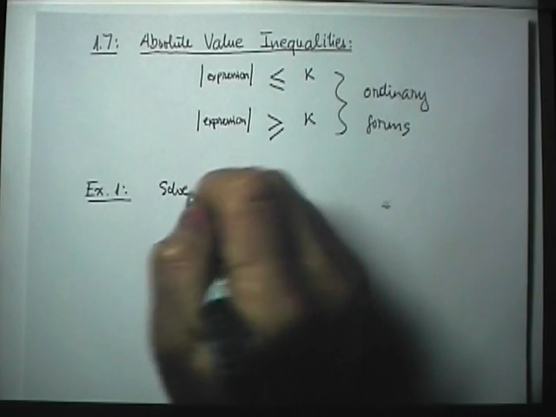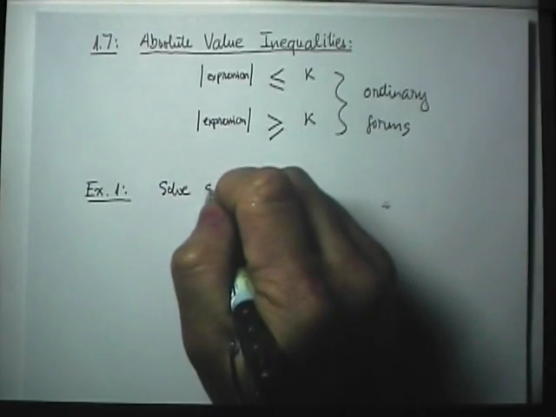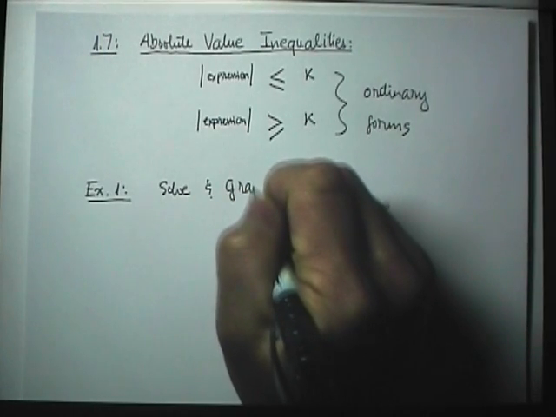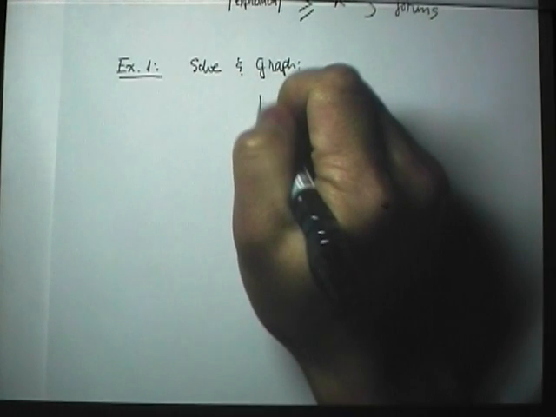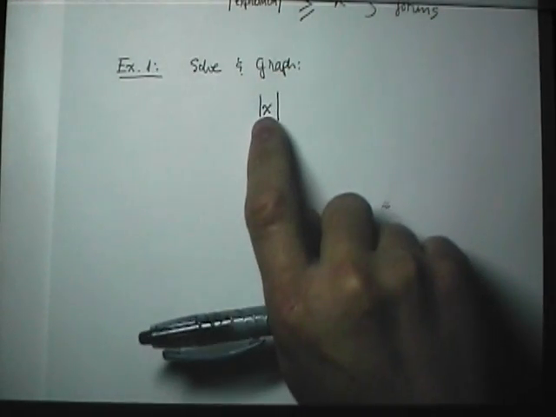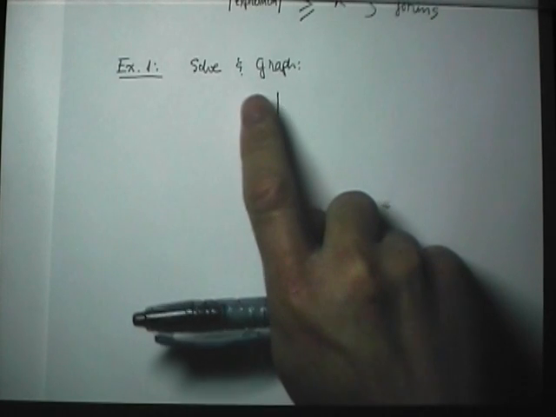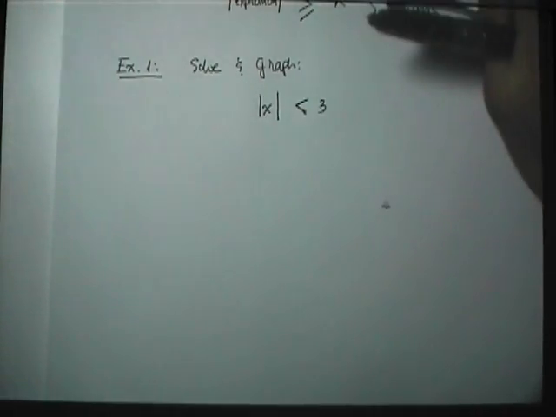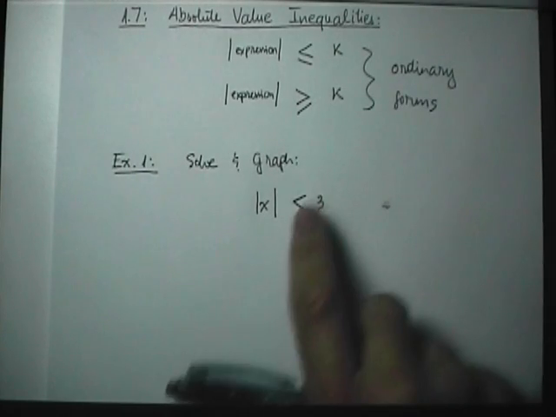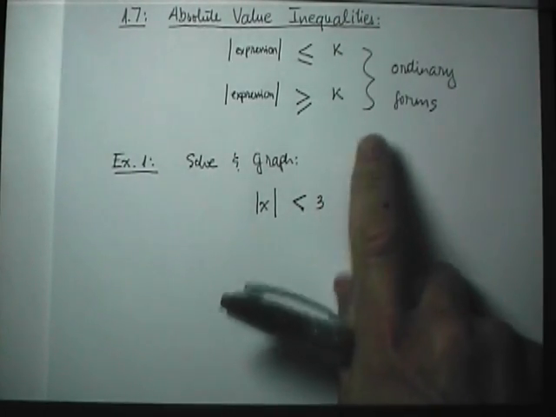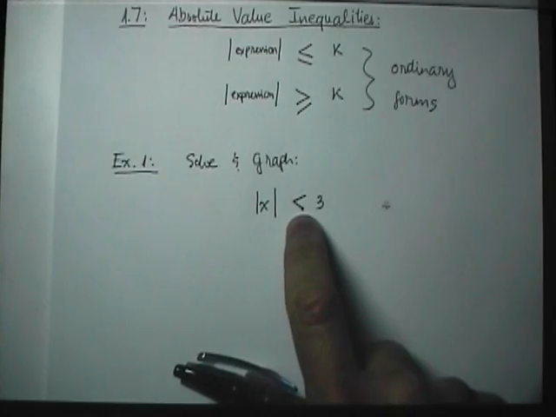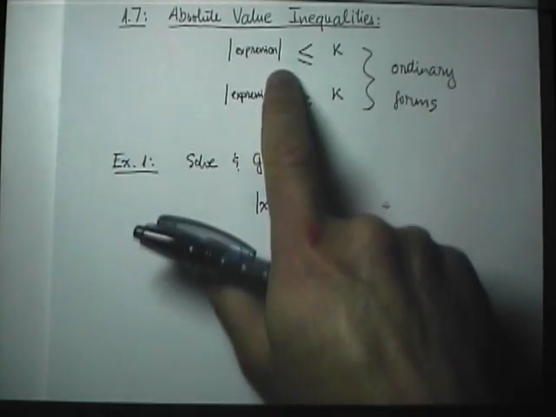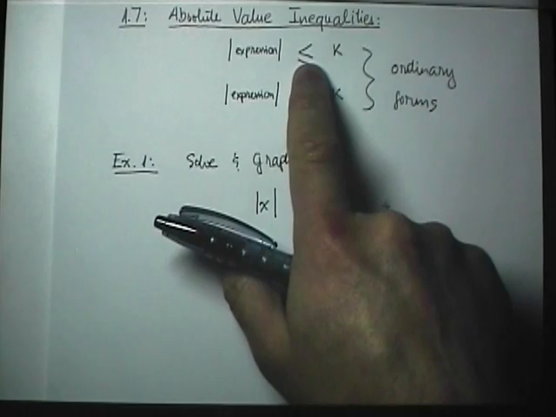So here we want to solve and graph. The inequality that I have here is simply the absolute value expression containing the x. So I have x in absolute value less than 3. Before you attempt to solve, check with yourself and check with the ordinary form. Is my inequality in one of the ordinary forms? It looks like, even though there's no equal sign, yes, it's one of the ordinary forms.